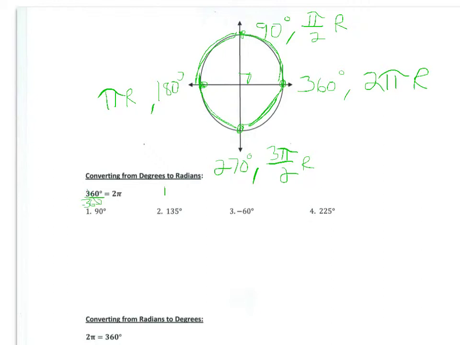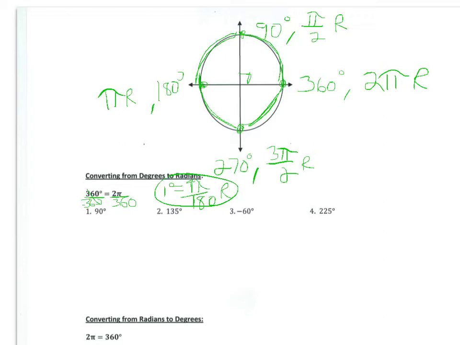That cancels, and I get 1 degree. And I take 2 pi divided by 360. 2 over 360 is a fraction we can reduce to 1 over 180. So 1 degree is equal to pi over 180 radians. This is the conversion factor we're going to use to take any degree measure and find the distance on the unit circle for the arc that it intercepts.